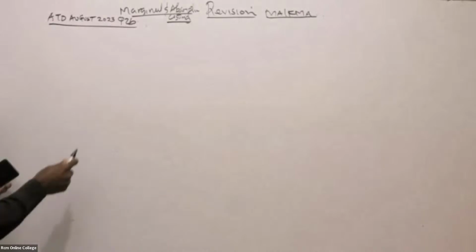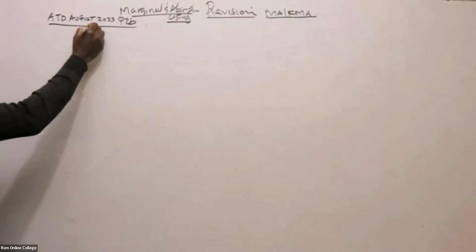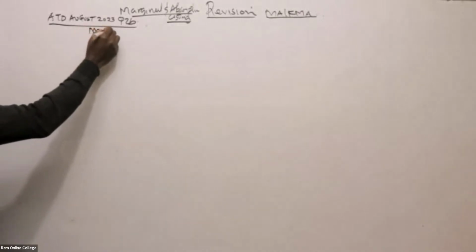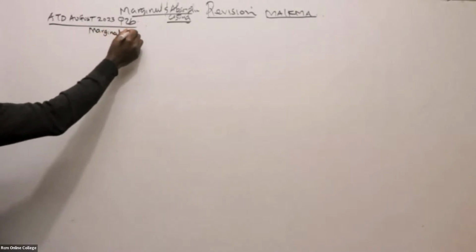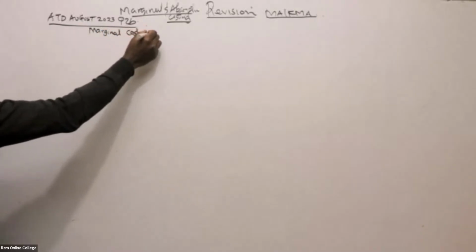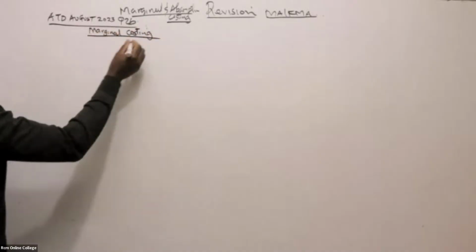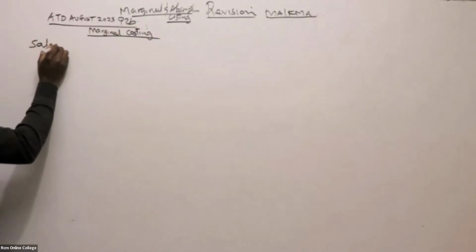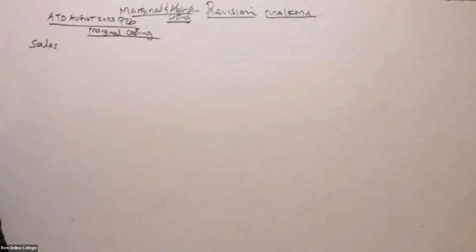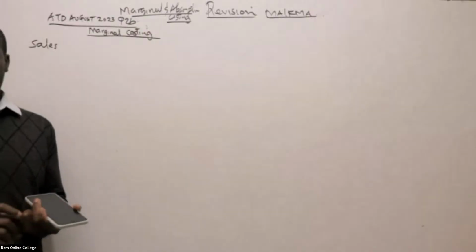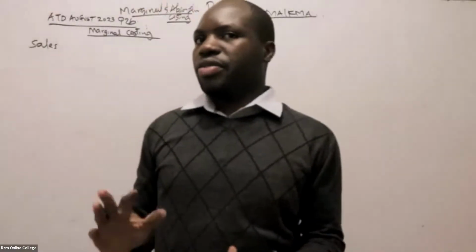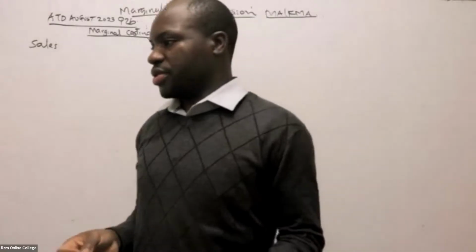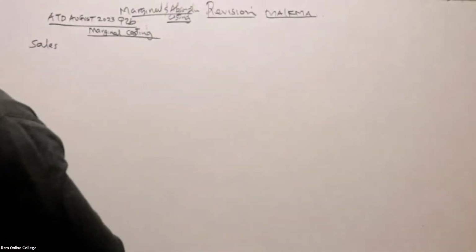So let's start with marginal costing. So let's look at sales. For sales, irrespective, the question is available in the link provided in the group description. I hope all of us have been able to access that.